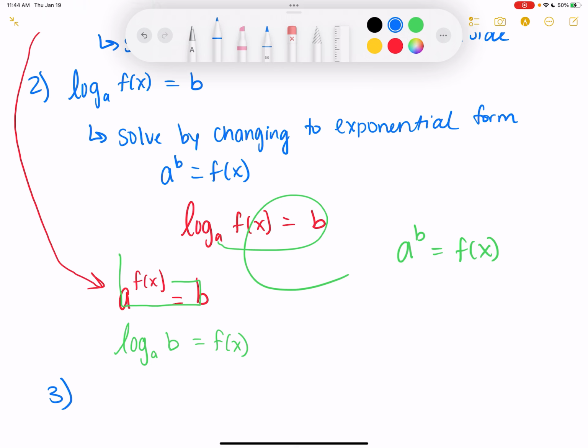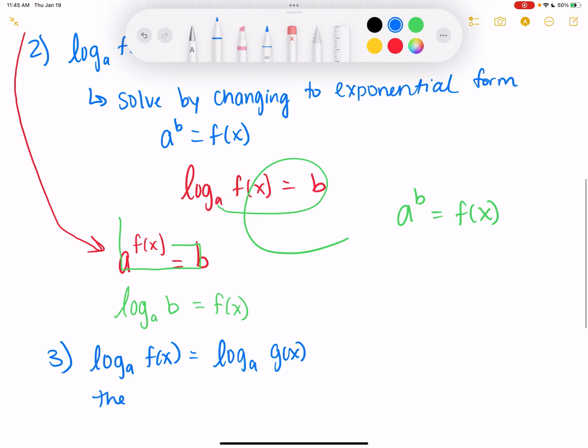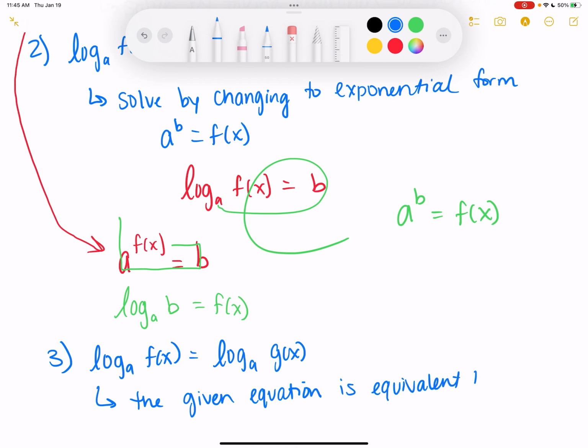Let's see, the third one, if we have log base a of f of x is equal to log base a of g of x, then we say that the given equation is equivalent to f of x is equal to g of x, and so we just solve it algebraically.